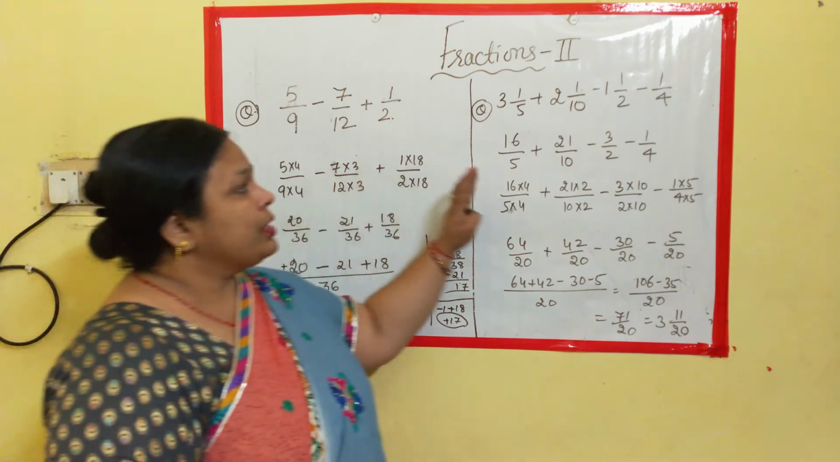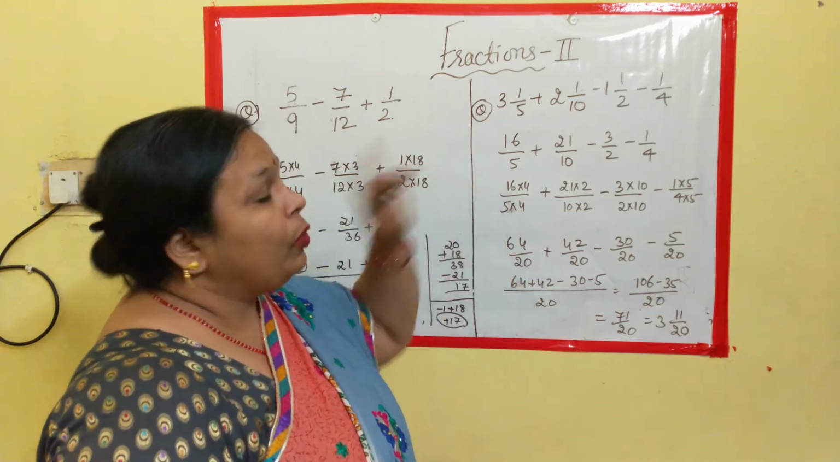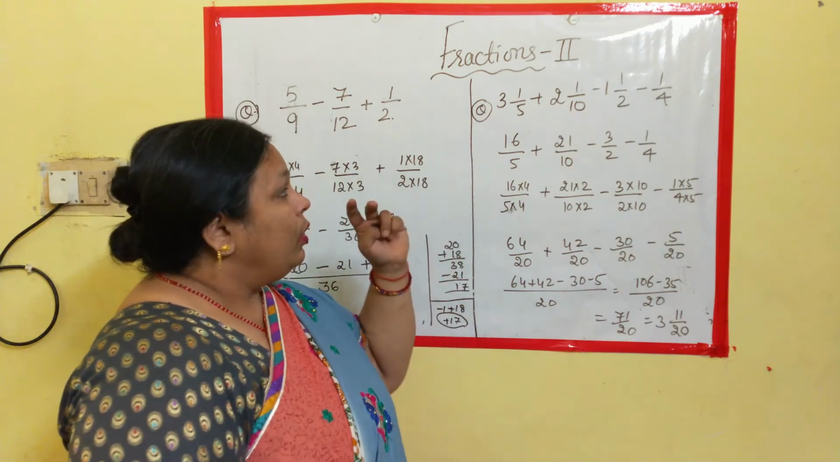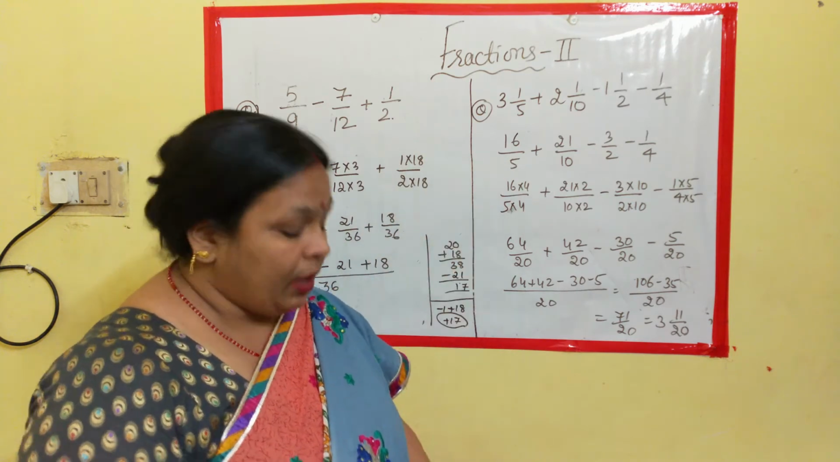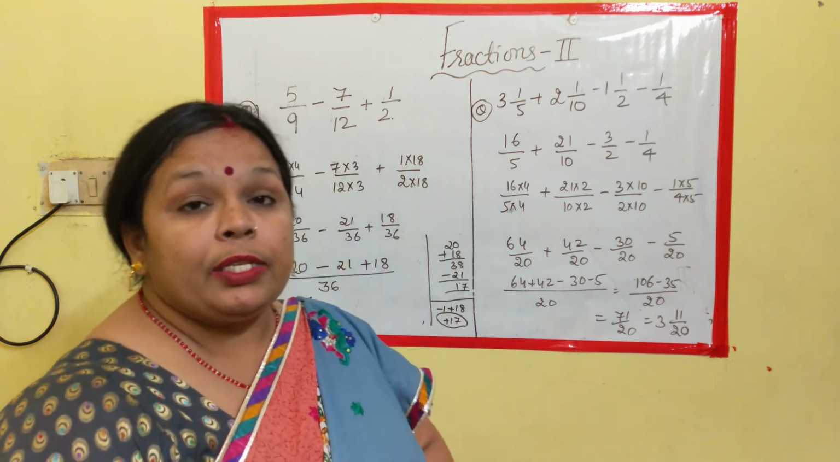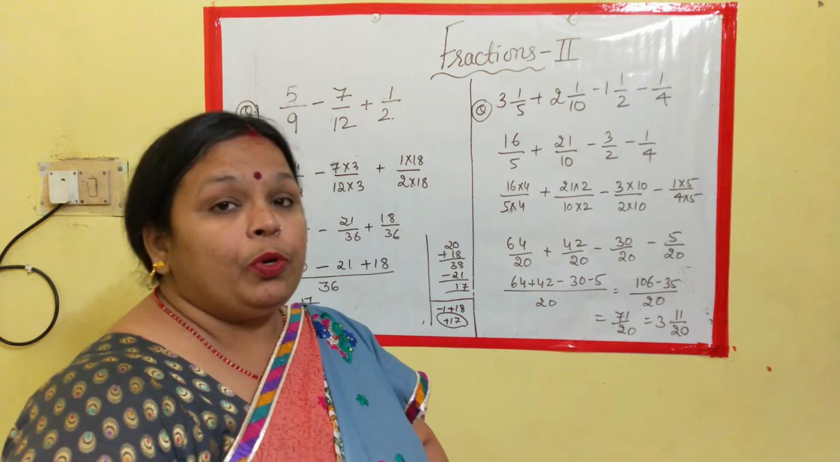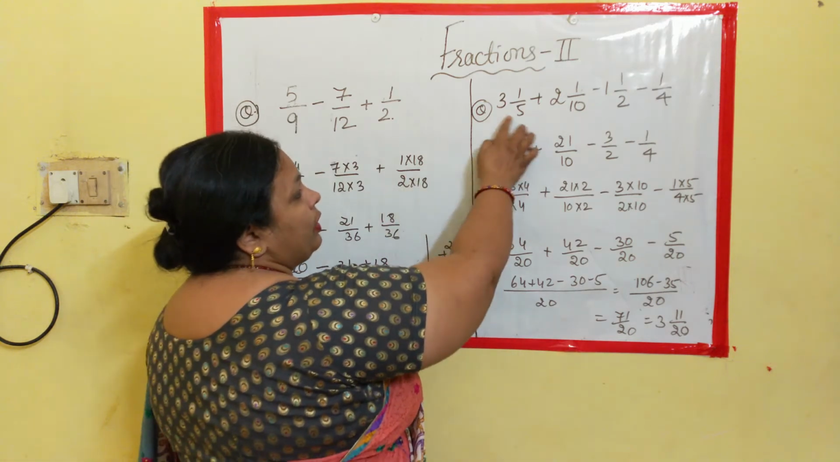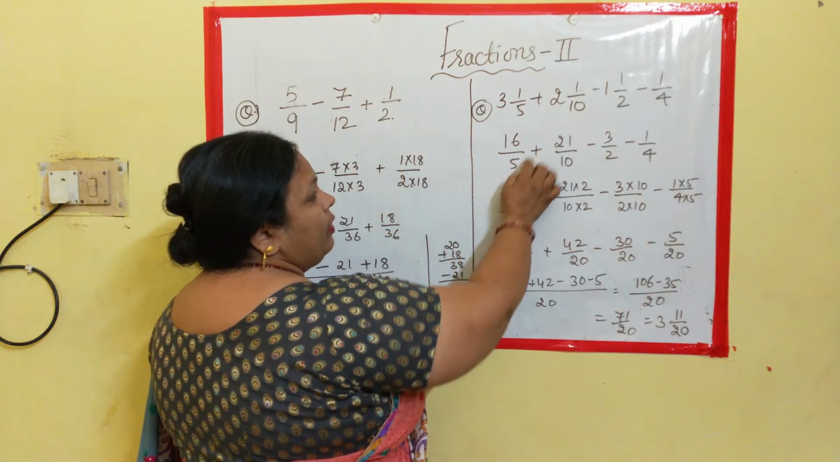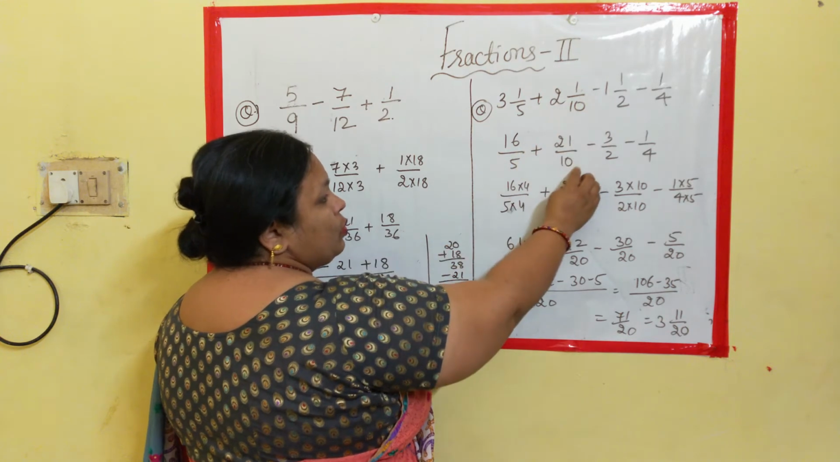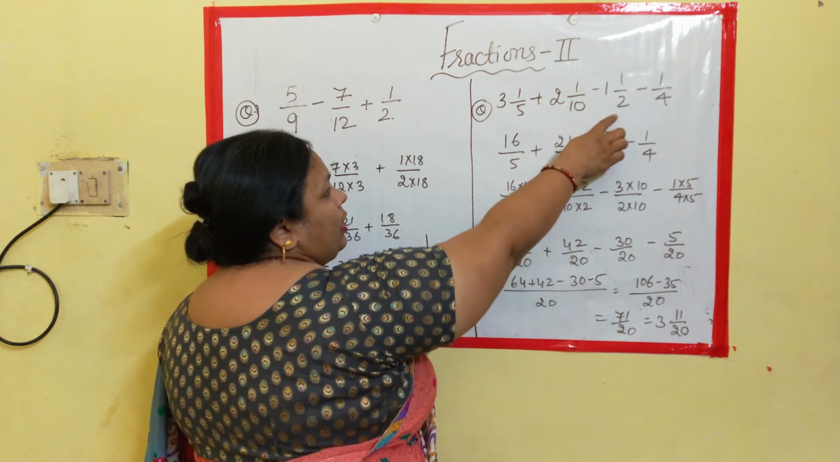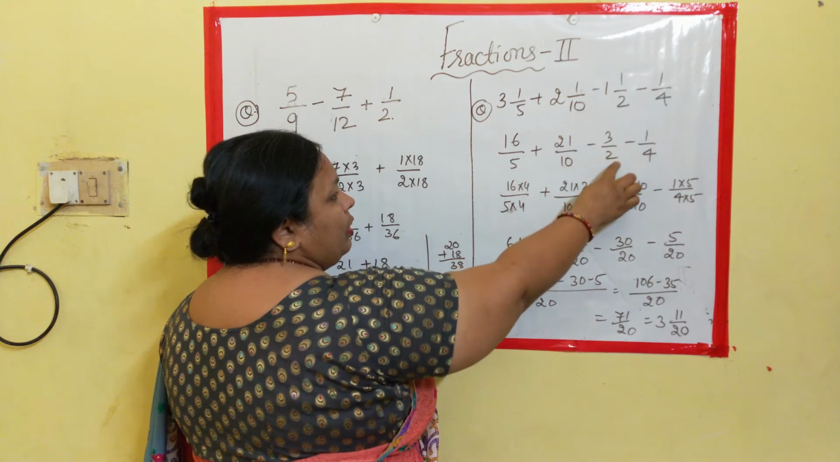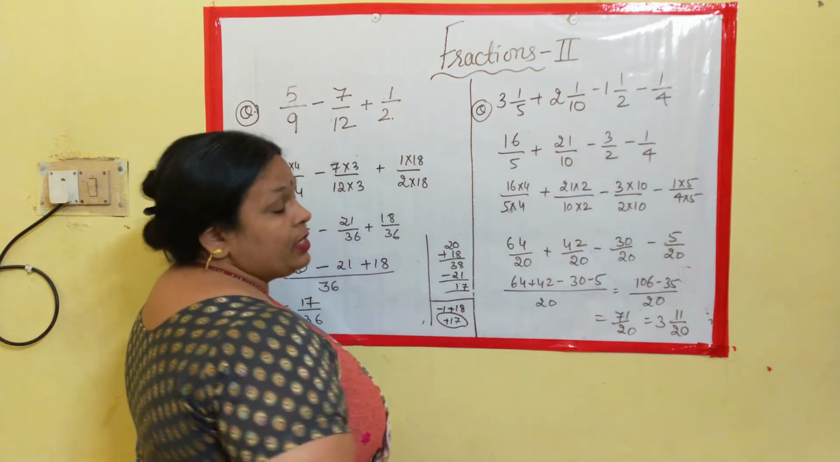Now moving to the next example where 4 fractions are given, 2 are added and 2 are subtracted. Now the first step, as I told you, convert the mixed into improper. So we have converted it. 5 threes are 15 plus 1, 16 by 5. 10 twos are 20 plus 1, 21 by 10. And then 2 ones are 2 plus 1, 3 by 2, minus 1 by 4 as it is.